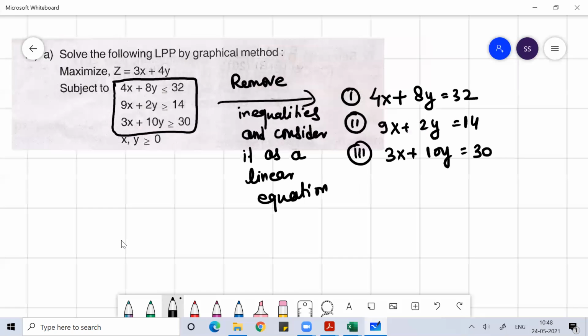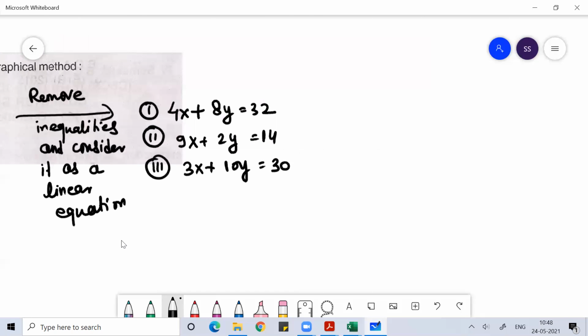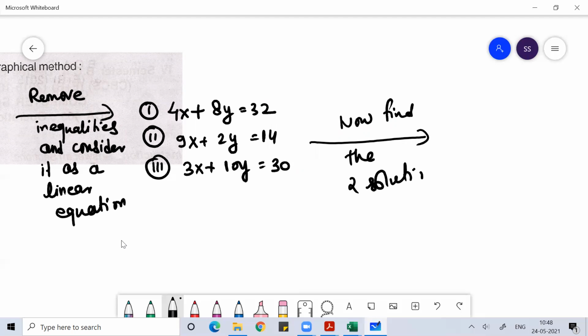Now, once you write them as linear equations, find two solutions of each equation. At least find two solutions of each equation.